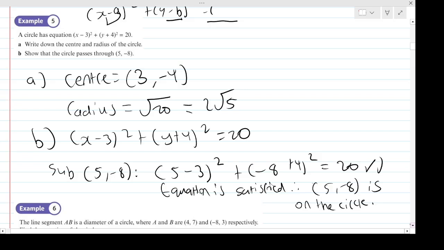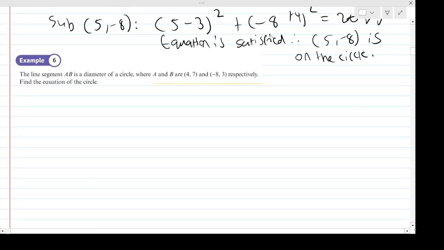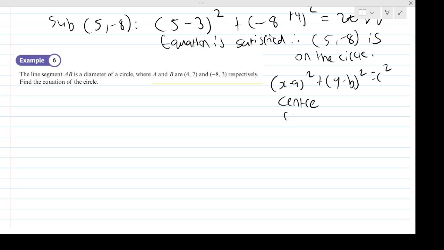There we are then. Example 6. The line segment AB is the diameter of a circle where A and B are 4, 7 and minus 8, 3 respectively. Find the equation of the circle. So again, equation of a circle, x minus a all squared plus y minus b all squared equals r squared. We need a centre and we need a radius in order to come up with the equation of the circle. Let's have a look then.